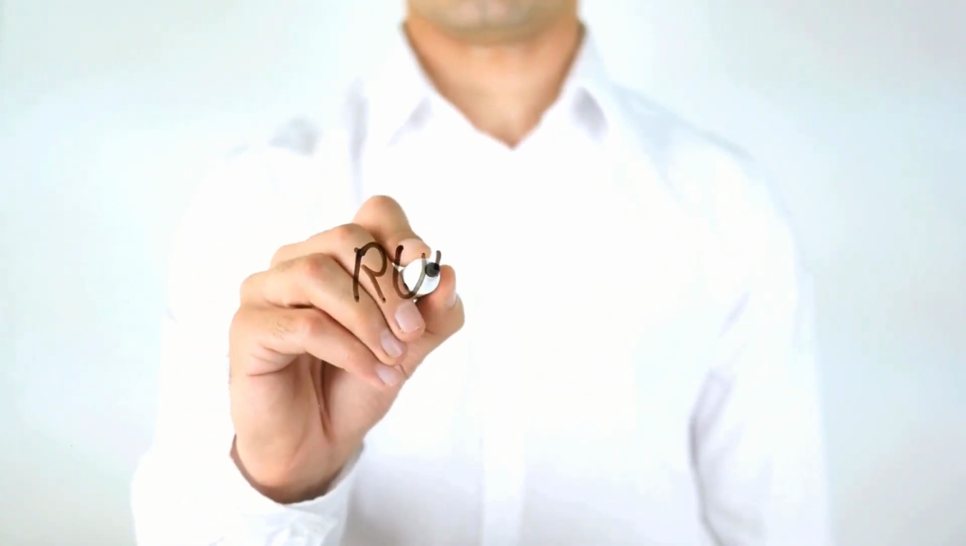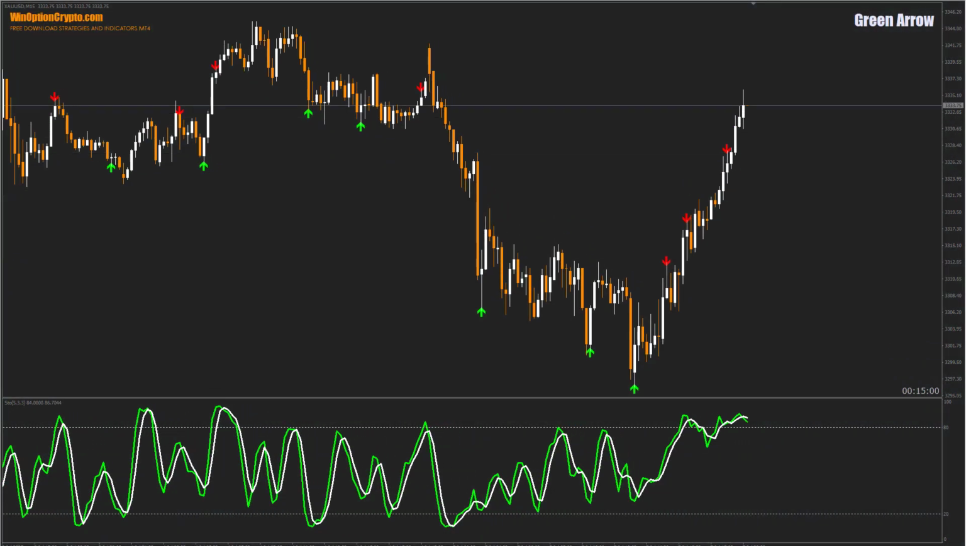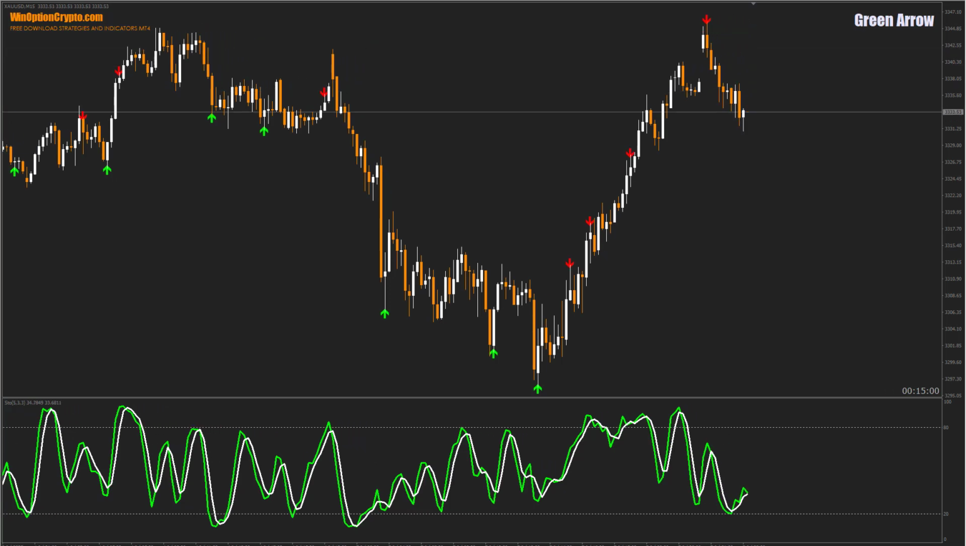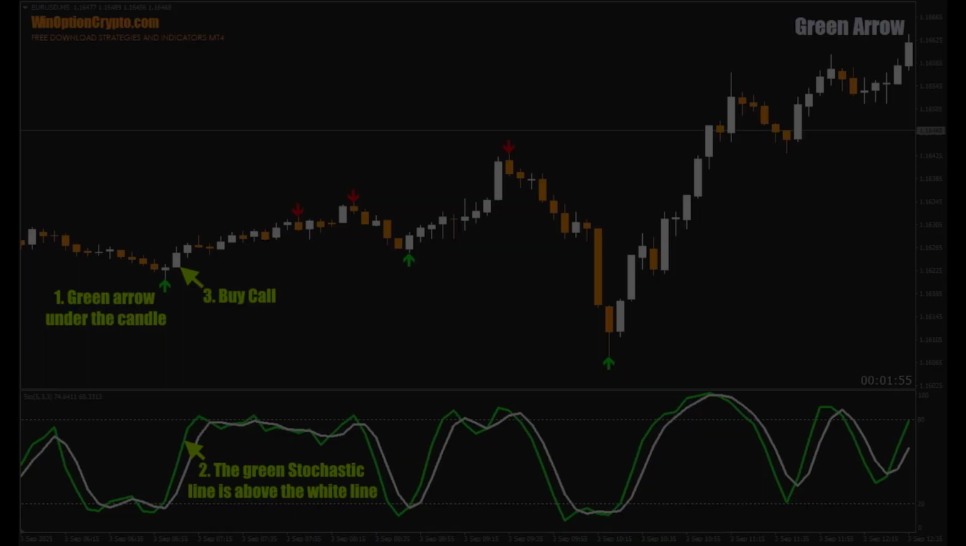And now let us look at the rules for trading binary options using this strategy. To trade using this strategy, the trader needs to wait for a signal from the arrow indicator and confirmation from the oscillator in the lower part of the chart, and then open a trade in the indicated direction.